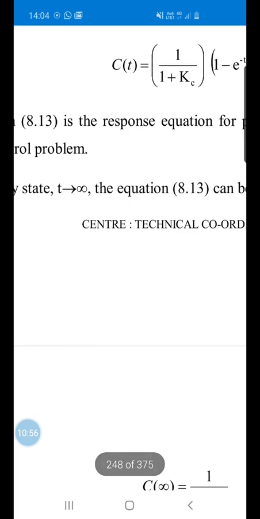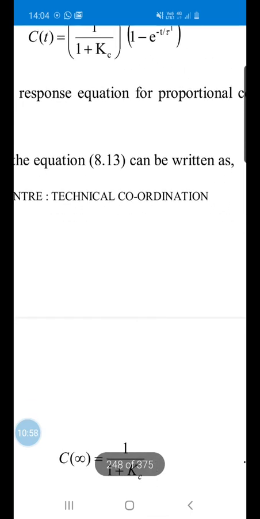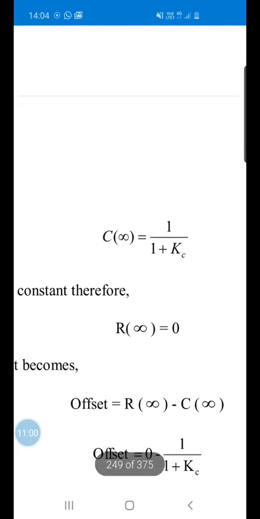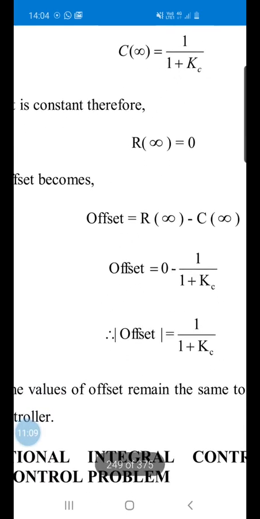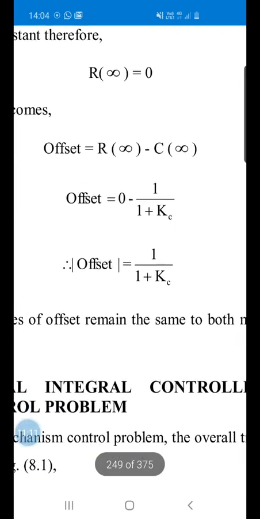At steady state, t infinity, the equation can be written as c of infinity is equal to 1 upon 1 plus Kc. What is the value of r infinity? The set point is 0, so r infinity is 0. We can find out the offset. Offset is equal to r infinity minus c infinity. You get offset is equal to minus 1 upon 1 plus Kc.